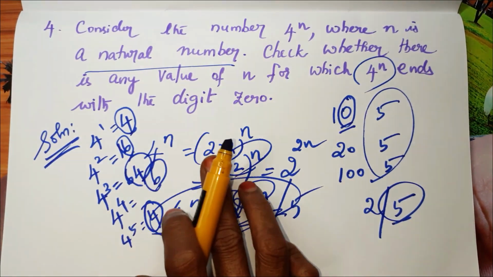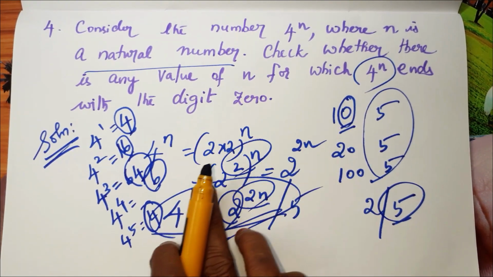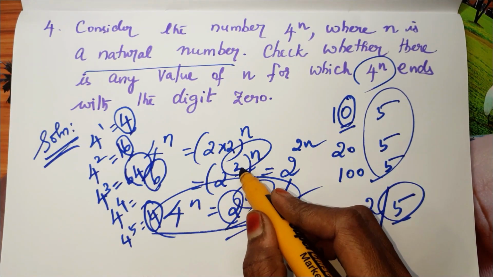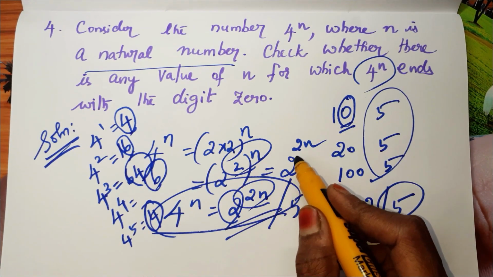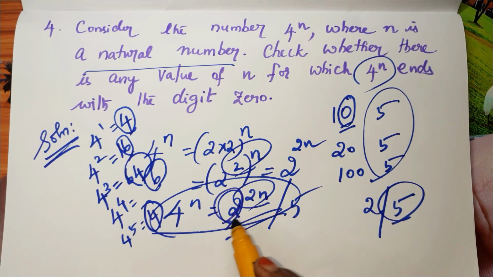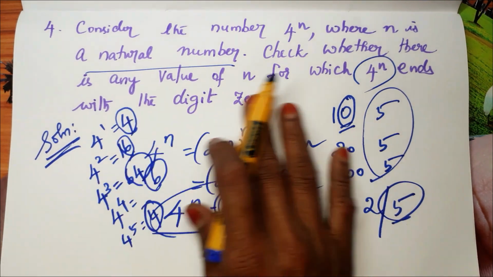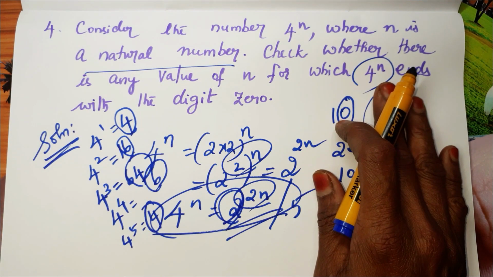So 4 power n can be factorized as 2 into 2 power n, which can be rewritten as 2 power 2 the whole power n, which is 2 power 2n. So 2 power 2n means 2 is the prime factor. 2 is not divisible by 5. So we are not able to divide 2 by 5. Therefore, we don't have any number that ends with 0.